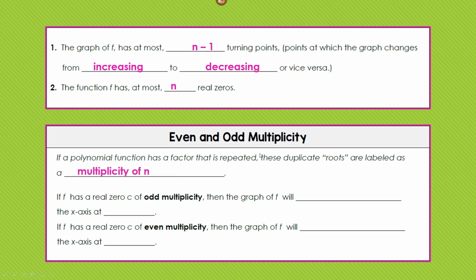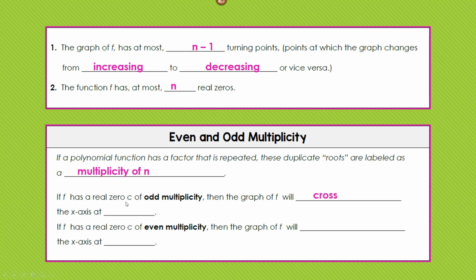Okay, even and odd multiplicity. If a polynomial function has a factor that is repeated, these duplicate roots are labeled as a multiplicity of n, or whatever the power is. So if I've got x plus 5 to the third power, then x plus 5 has a multiplicity of 3, right? And so that lets me know something about how the graph is going to behave at x equals negative 5. All right, so how is that?